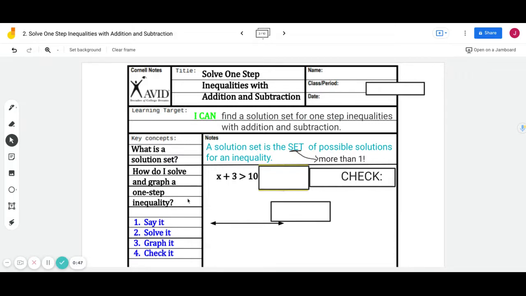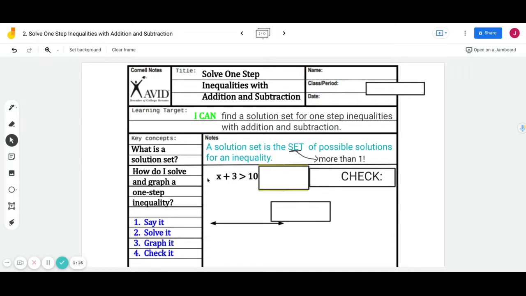All right, so our next question: how do I solve and graph a one-step inequality? We're going to follow these 4 steps. And I'm going to color code them as I go through the first example so you can associate the color with the part in the solving that we did. You're going to say it. You're going to solve it. You're going to graph it. And you're going to check it. So we're really going to be using our skills from our equations unit to help us through this.